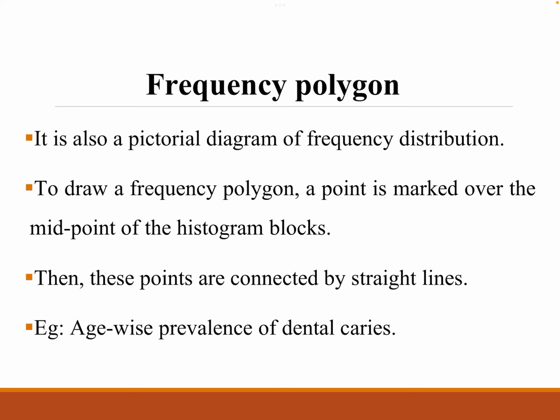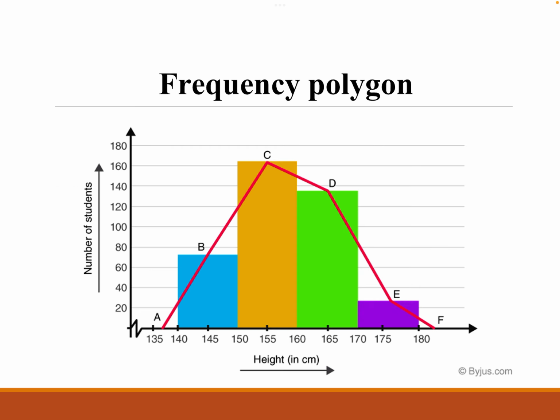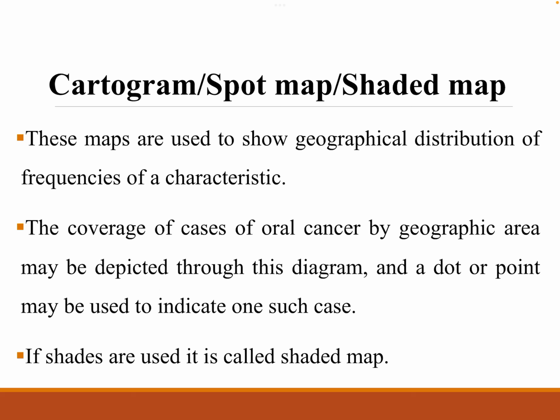Coming to frequency polygon. It is also a pictorial diagram of frequency distribution. To draw a frequency polygon, a point is marked over the midpoint of the histogram blocks. Then these points are connected by a straight line. So example for frequency polygon is age-wise prevalence of dental caries. So here we have marked the center points of the histogram and then they are connected. So this is known as a frequency polygon.